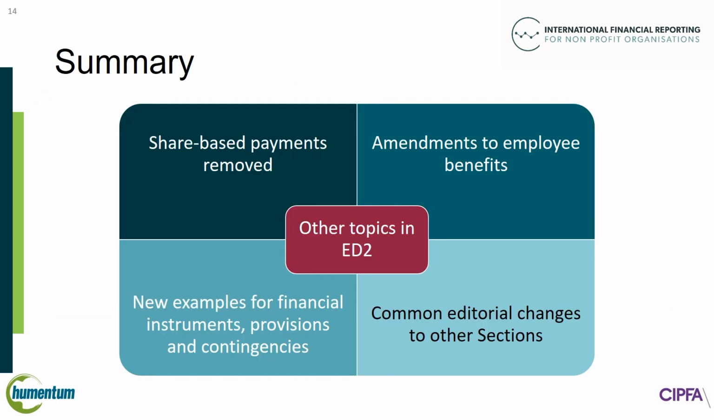This video sets out the proposal to remove guidance on share-based payments and to amend guidance on employee benefits to align with the characteristics of NPOs. The proposals include some additional NPO examples for financial instruments, as well as provisions and contingencies. Finally, there are some minor editorial amendments to a number of other sections that are included in ED2.